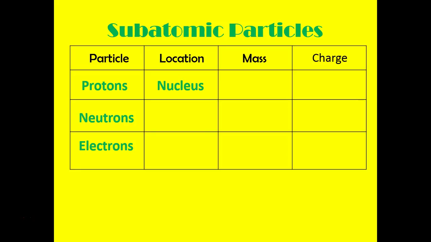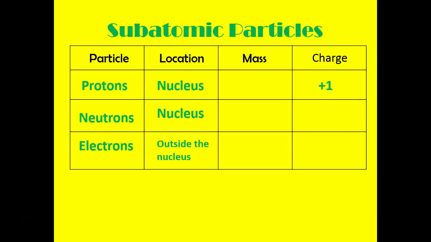When we talk about the location in the atom, two of them are located at the nucleus. That's the protons and the neutrons. And the electrons are outside of the nucleus, going around on the outside. There are different ideas of this in the Bohr model and in the modern model, but both of them have electrons on the outside.